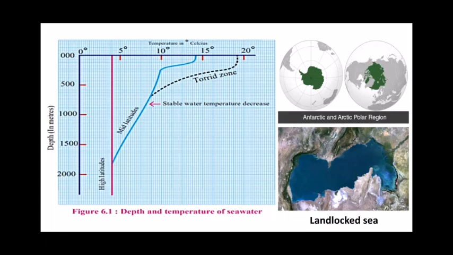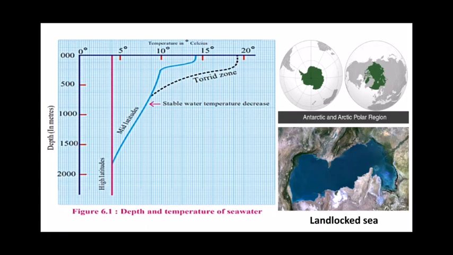But as you go deeper and deeper, from 1000, 1500, 2000 meters, in these depths the temperature is lowest. Why? Because the sun rays cannot reach those kinds of depths. So temperature decreases up to 2000 meter depth. You can see the last one.